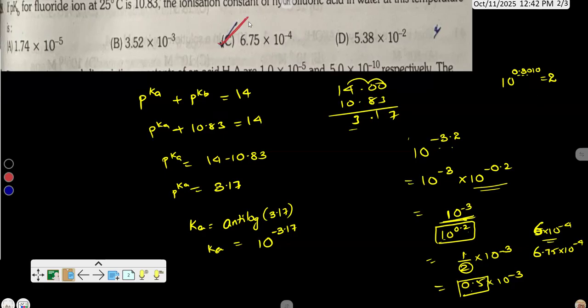This is how we do it. If no information has been given in the question, we approximate and find the answer. There will always be an ambiguity between C and D. But if you go by the correct calculations, if you find the anti-log of 10 power minus 0.17, you are going to get 6.75 into 10 power minus 4.